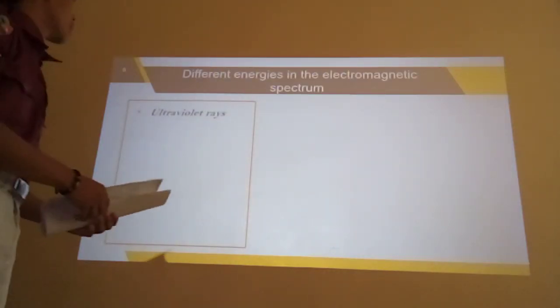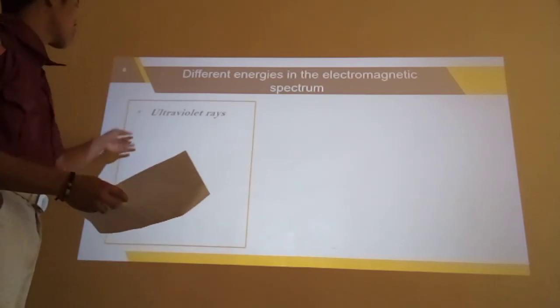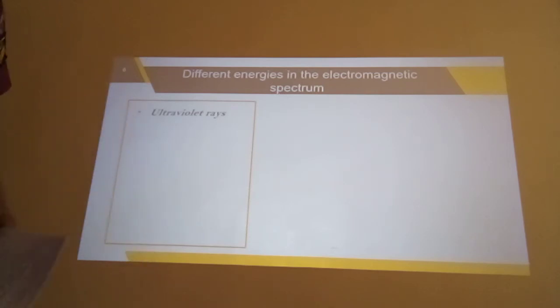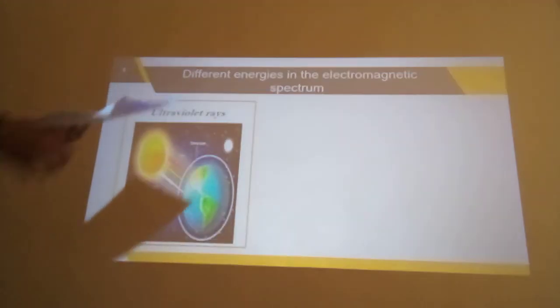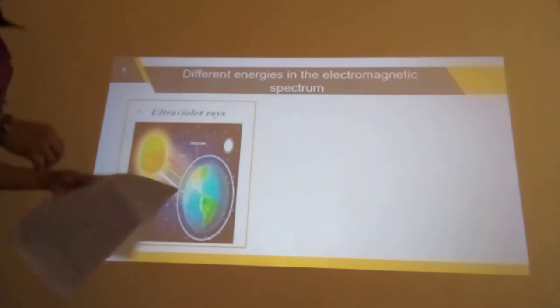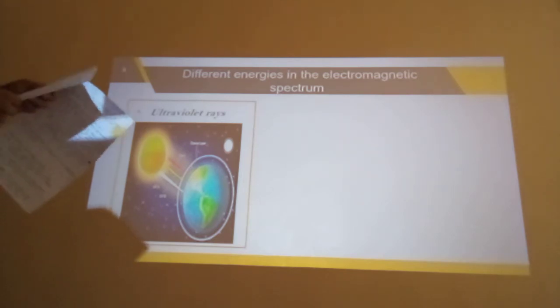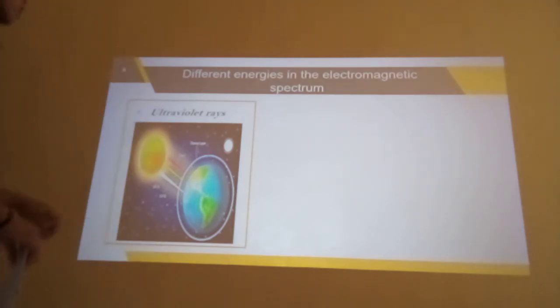Another of the different energies in the electromagnetic spectrum is the ultraviolet rays. What is ultraviolet rays? Ultraviolet rays have a shorter wavelength than visible light. You cannot see it with the human eye. For example, like the heat of the sun on our skin. So this is the example of ultraviolet rays.